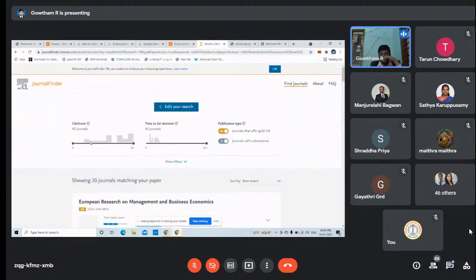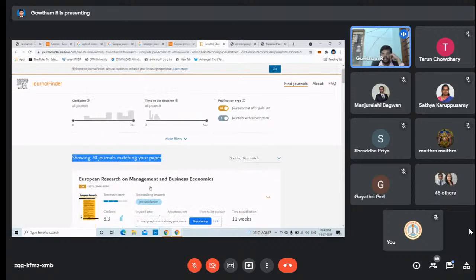Once you click on find journals, see, it shows 20 journals matching your paper. We had 3150, and now it is showing only 20 journals. It is sorted based on your best match. Whichever journals best match your research title and your abstract, it is showing here. And another important thing, this is where you can decide about your journal selection also.